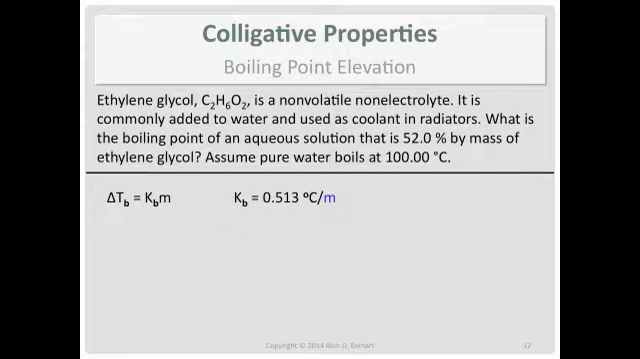Now take a look at the units. Degree C per molal. It's also written this way: degree C kilogram per mole. I personally don't care which of the two ways you use it. I recommend that you pick the way that makes it easier for you to do and to understand the problem. In the lowercase m, that's molality. We've seen that before. We've done a number of calculations with that.